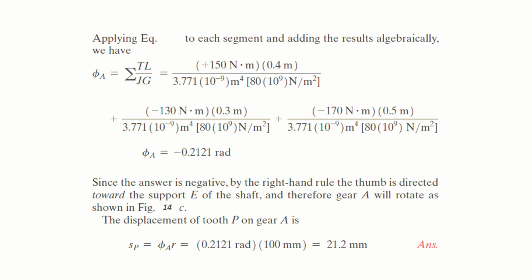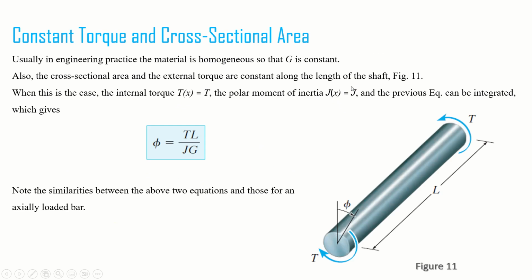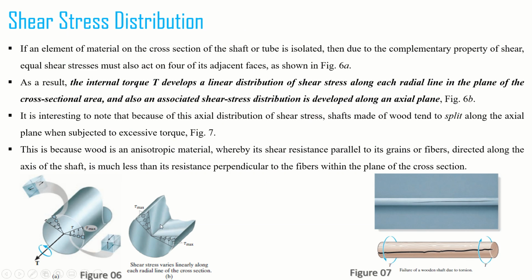So this was all about determining the angle of twist, and now we will very briefly discuss the torque in the solid non-circular shafts. Since it was demonstrated previously that when a torque is applied to a shaft having a circular cross section, that is axis symmetric sections, the shear strains vary linearly from zero at its center to a maximum at its outer surface. Let me take you here, right? Here we discussed that it will be zero at the center and it will be maximum at the outer surface.